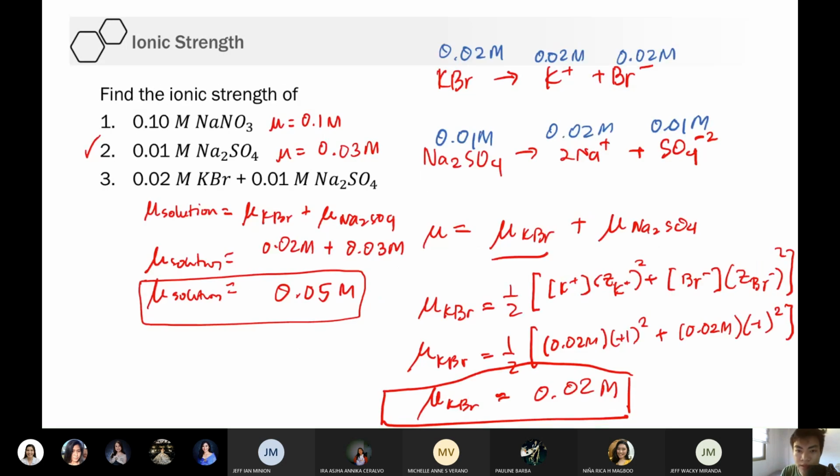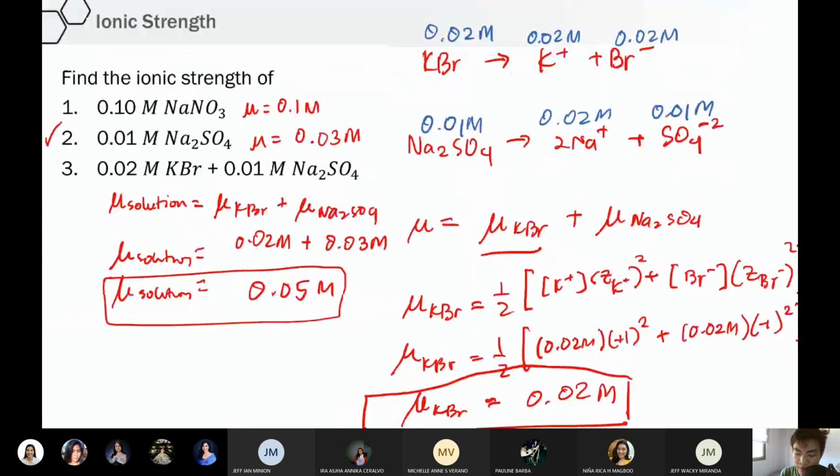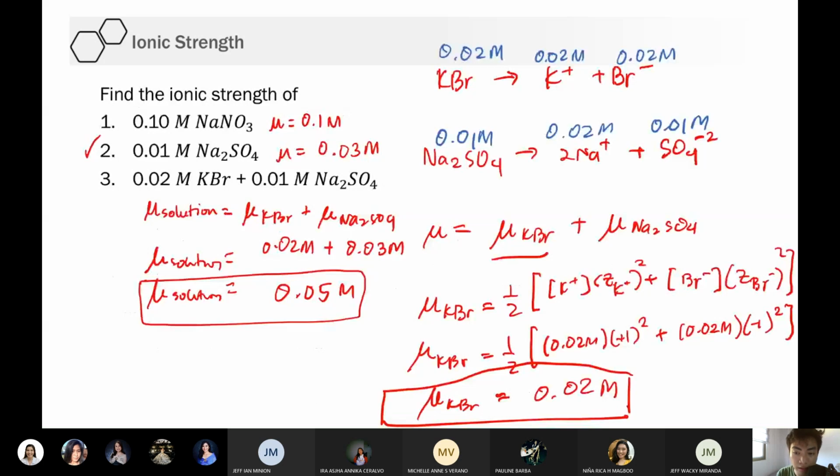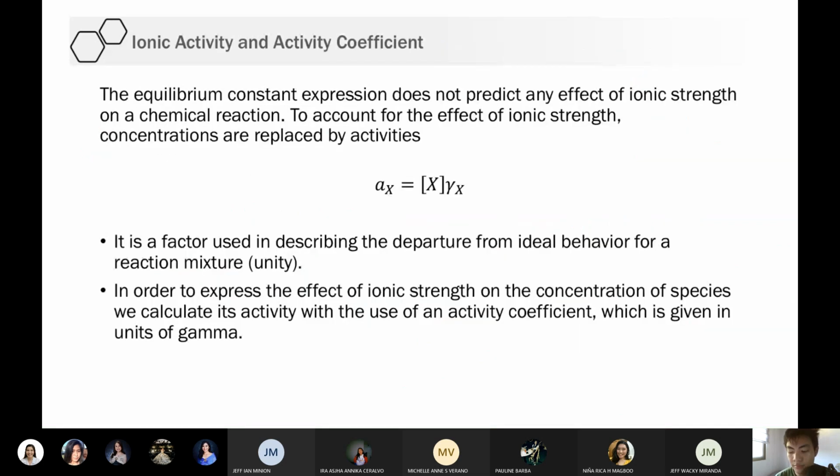So later on, we will use this ionic strength to get the actual effect in our equilibrium systems. So that's how you solve for ionic strength. The greater your ionic strength, the greater the electrolyte effect. So for precipitates, more products will be formed when you have an ionic strength that is very high.